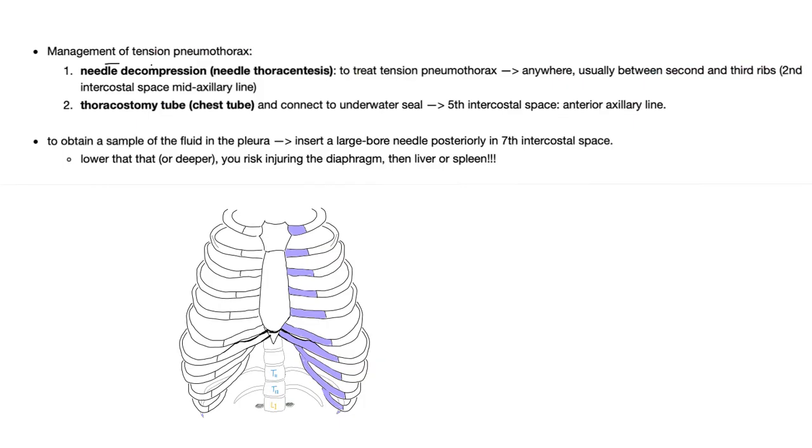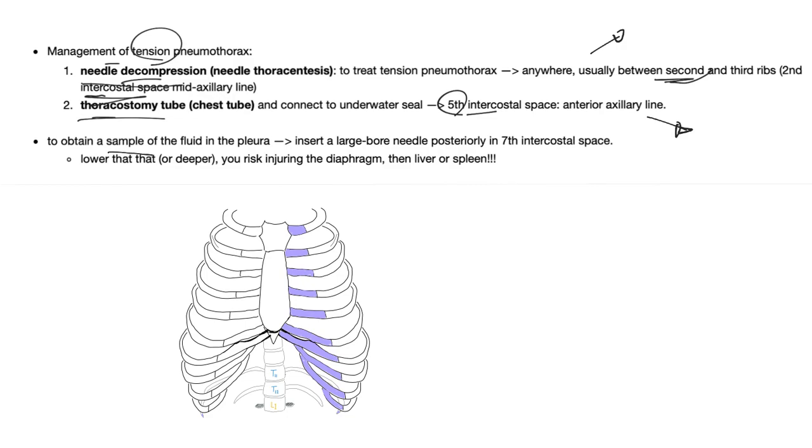We're almost done. Management of tension pneumothorax: needle decompression or thoracostomy tube. If you want to do needle decompression, try to be in the second intercostal space, which is between the second and third ribs. If you're doing a thoracostomy tube, usually we do it at the fifth intercostal space. This line is done at mid-axillary line. This line is done at anterior axillary line.